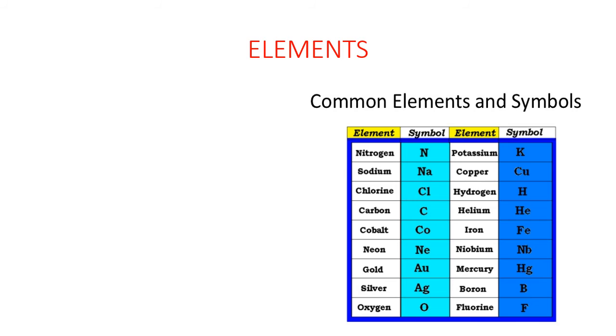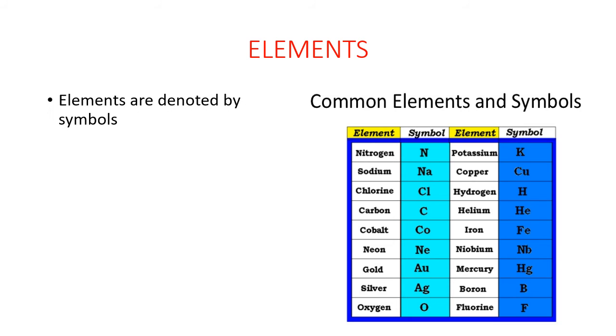Then elements are most of the time denoted by symbols, because there are many elements and it becomes very difficult for us to write and use them in our day-to-day life. So they are commonly denoted by symbols. For example, nitrogen is an element which is denoted by the symbol N. Then you have sodium, which is denoted by Na. Now why is it so? I'll tell you that later. Now, chlorine, carbon, and cobalt. You can see they are denoted by Cl, C, and Co. So these are the symbols used for denoting the various elements.